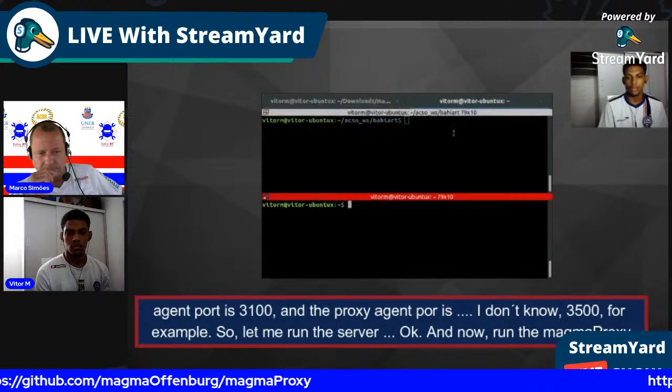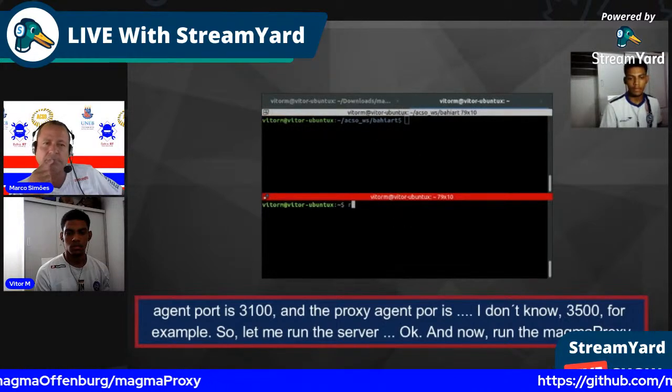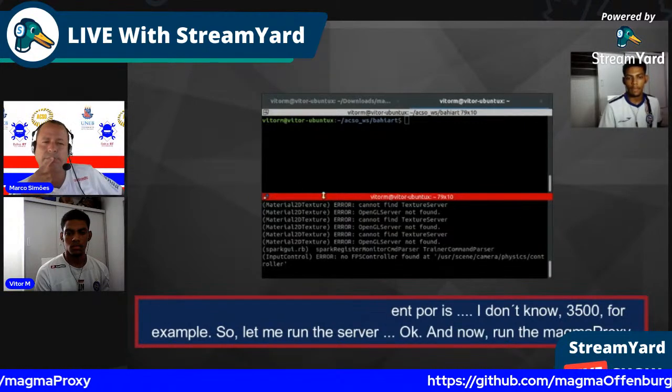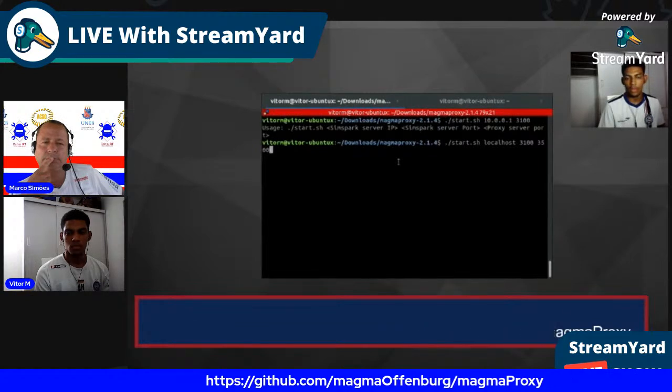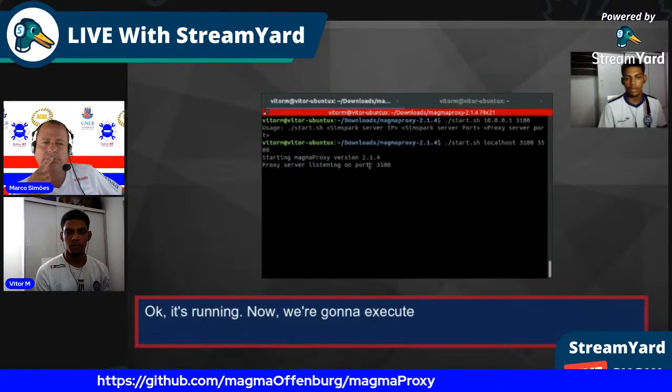So let me run the server. Okay. And now run the Magma proxy. Okay, it's running.